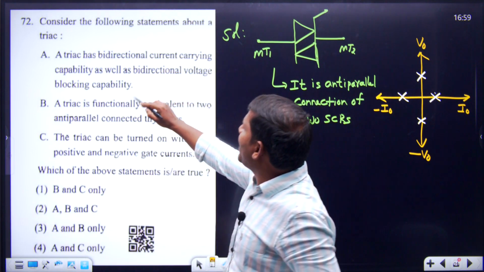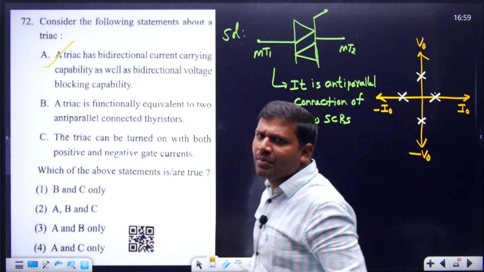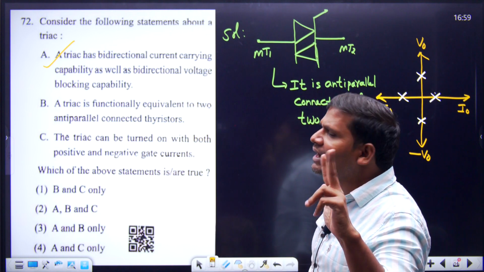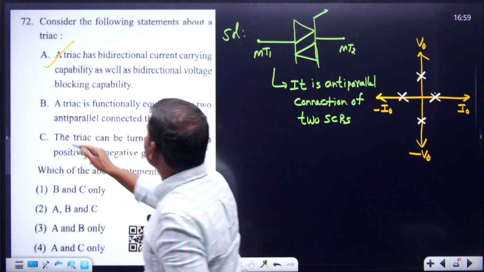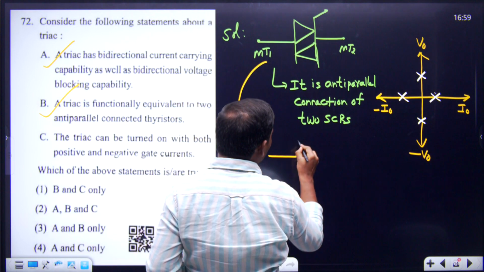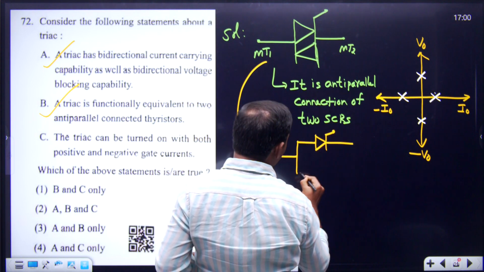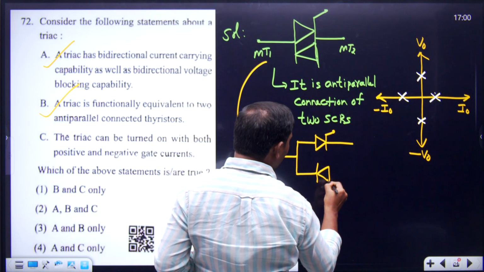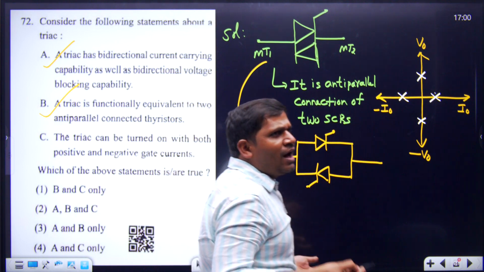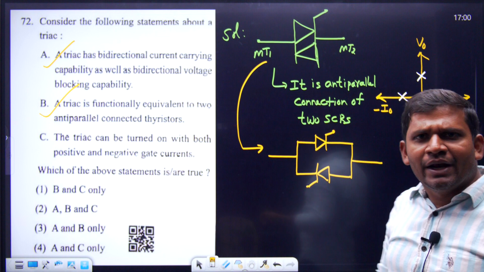Statement 2: a triac has bidirectional current carrying capability as well as bidirectional voltage capability. A triac is functionally equivalent to two anti-parallel connected SCRs. Yes, that is correct. This triac is equivalent to the anti-parallel connection of two thyristors, students. It is equivalent to the anti-parallel connection of two SCRs, and it has two gates. It can be turned on by both positive gate signal and negative gate signal.